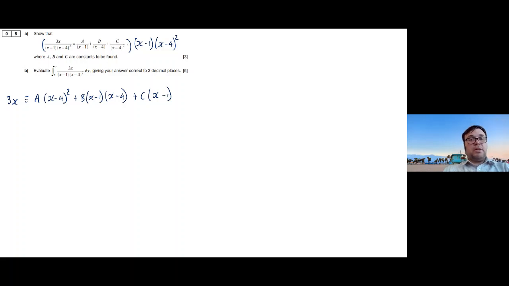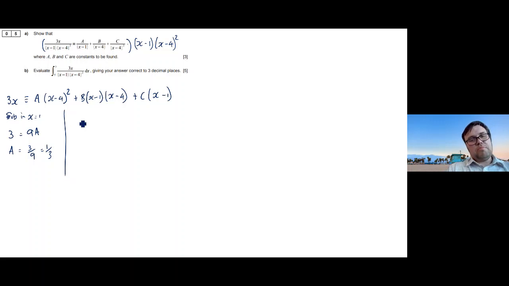So I would probably substitute, first of all, x equal to 1. So sub in x equal to 1. So I have 3. And in substituting x equal to 1, b is 0 and c is 0. So I'm just left with a, which is 1 minus 4, which is minus 3 squared. Minus 3 squared is 9a. So that a is equal to 3 over 9, which is 1/3. That would be the first one.